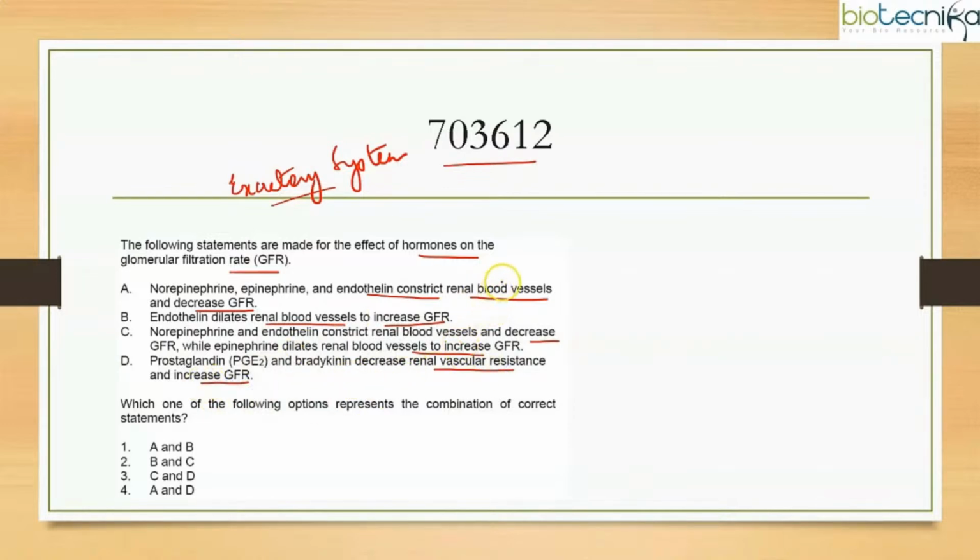Many times I have asked the students to make a table of the various vasodilators and the vasoconstrictors. If you have made that table and studied it before the exam, this question becomes easy. You just have to know whether it constricts or whether it dilates. So the right answer for this question is option 4, where A and D are the correct statements. So let us see each of these statements.